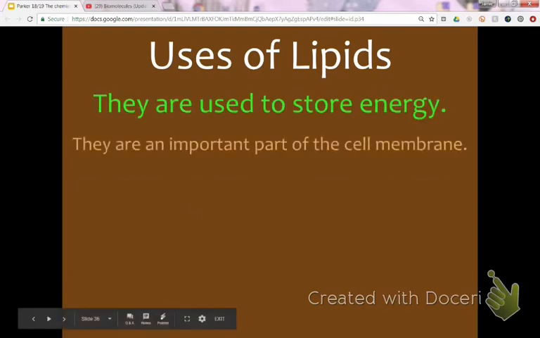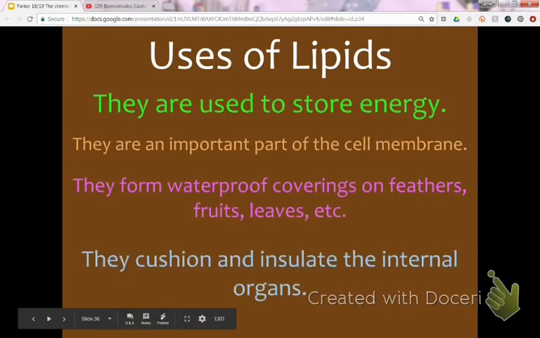So uses of lipids, there are 4 little boxes for you to write this in. Use number 1 is to store energy. So in that first box, just write store energy. If you are eating more food than you are burning through, you will store it as a lipid.